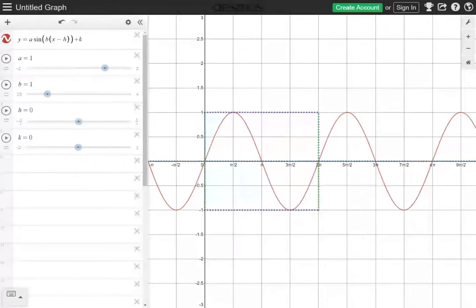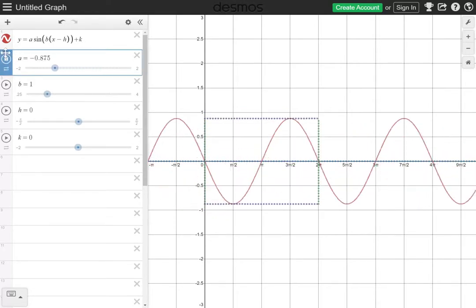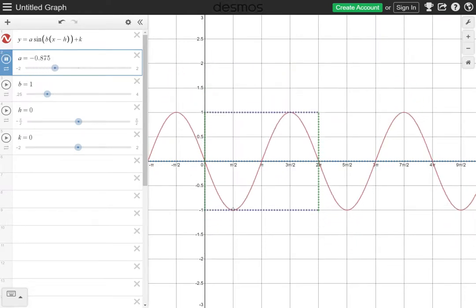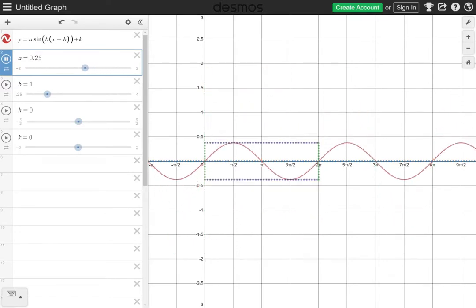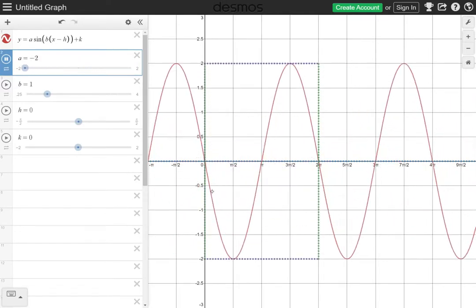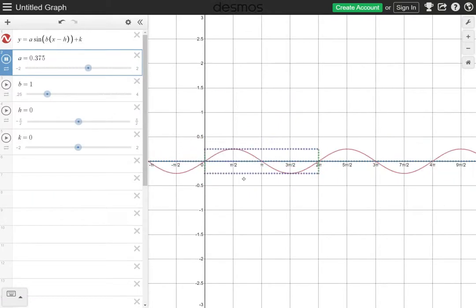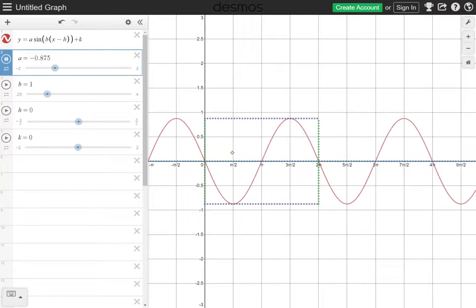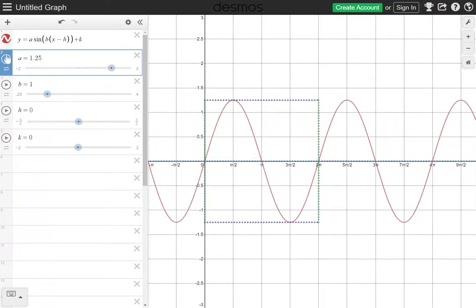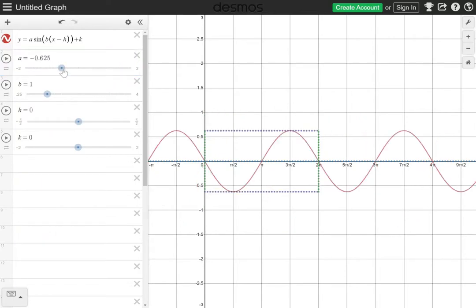So I'm going to start just by moving the value of a. If I just move the value of a, what you will see is that the graph gets taller and shorter, and then taller and shorter again. When the a values are negative, you should notice that it's upside down from the way we normally see sine. When it's between 1 and -1, we have a really shallow one. It's been squished. And then when it's greater than 1, it's taller. All right, so I'm going to set that back to 1.